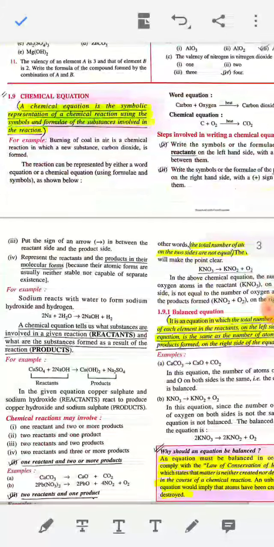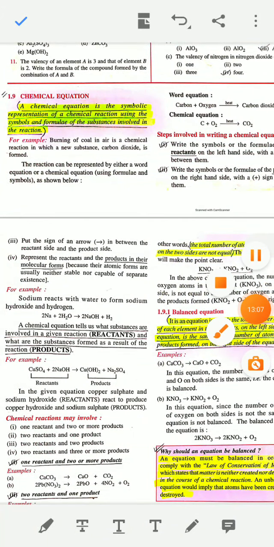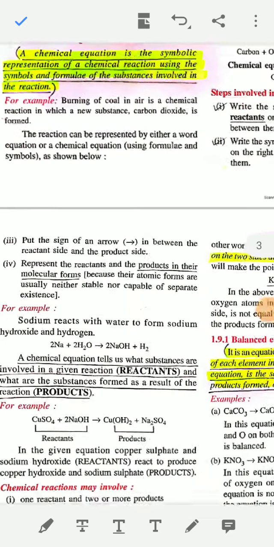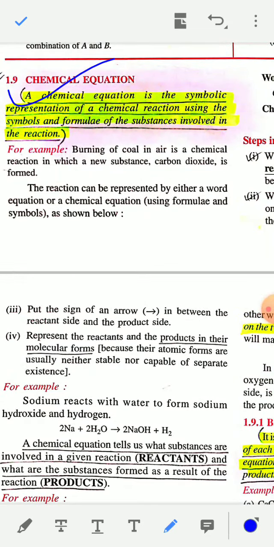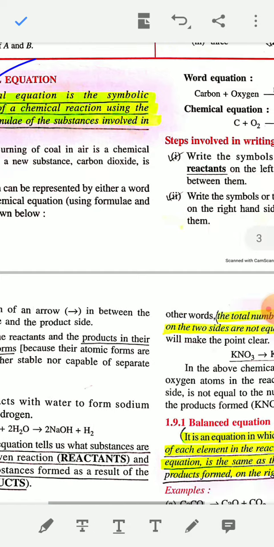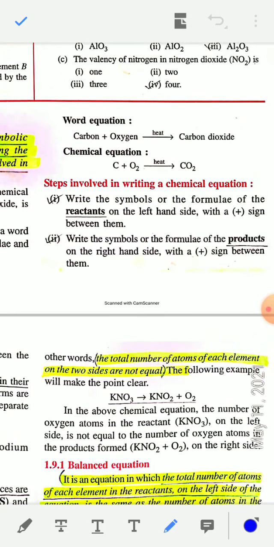Now, the chemical equation. What is a chemical equation? You have already studied in lower classes that a chemical equation is a symbolic representation of a chemical reaction using the symbols and formulas of the substances involved in the reaction. And a chemical reaction can be expressed in two ways.